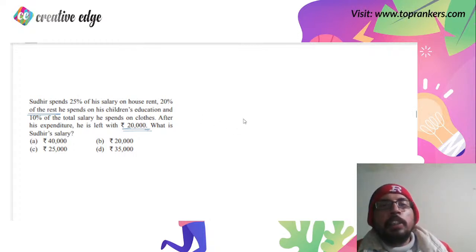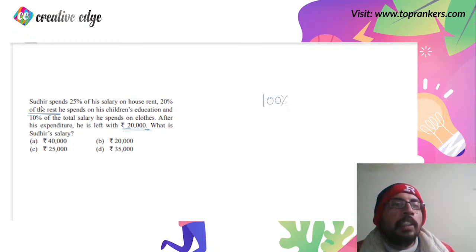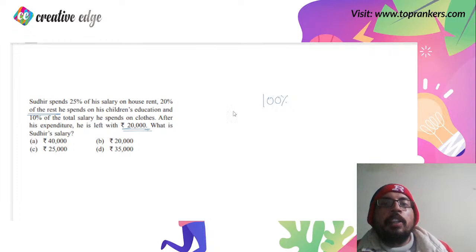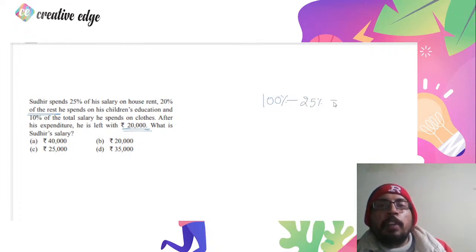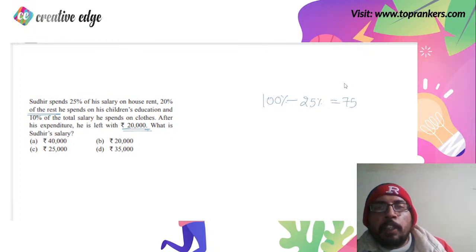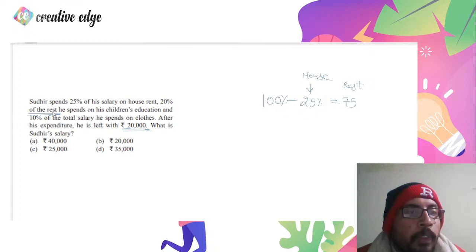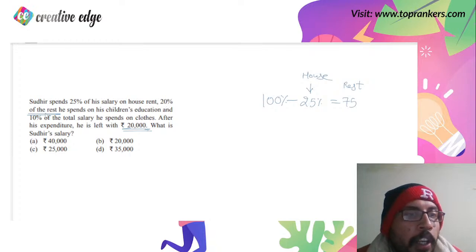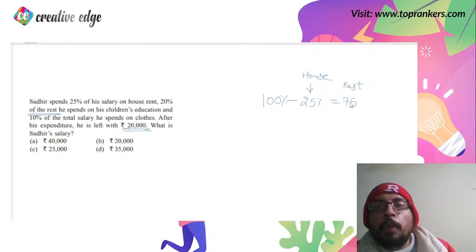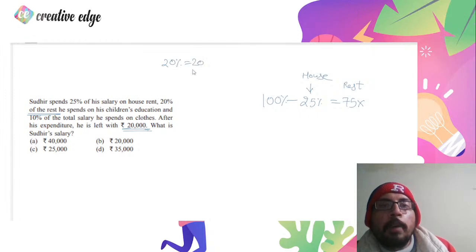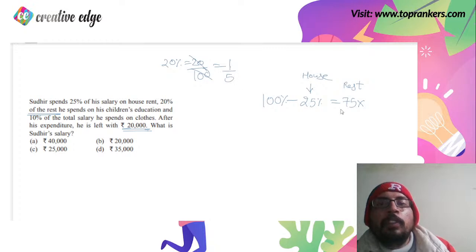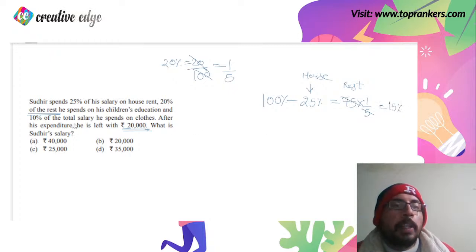Now, let us say Sudhir's salary is 100%. What happens is that Sudhir spends 25% of his salary on house rent. So 100 minus 25% is going to be 75%. This 25% is of house. 75% he is left with. Now he spends 20% of the rest on children. So 20% of this, 20% of 75. 20% is nothing but 20 by 100, which is 1 by 5. So 1/5 of 75 is 15%. He spends that on children's education.